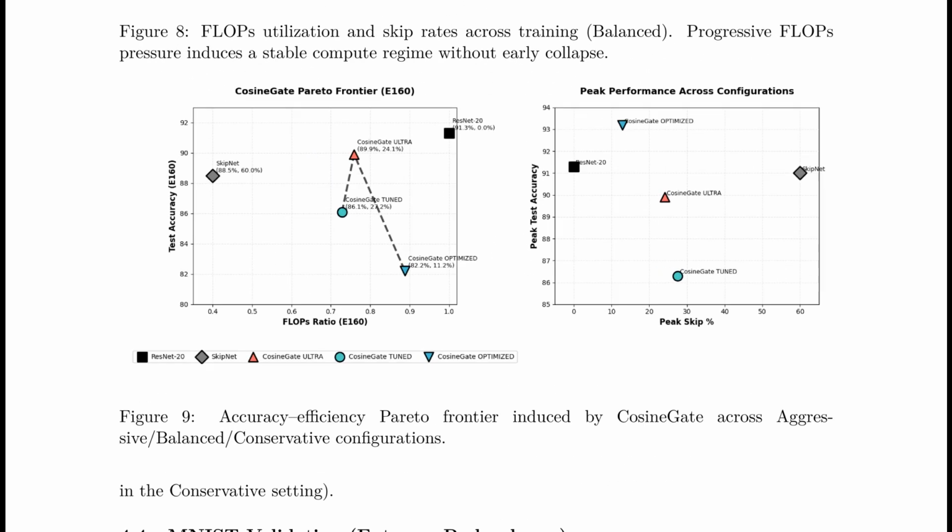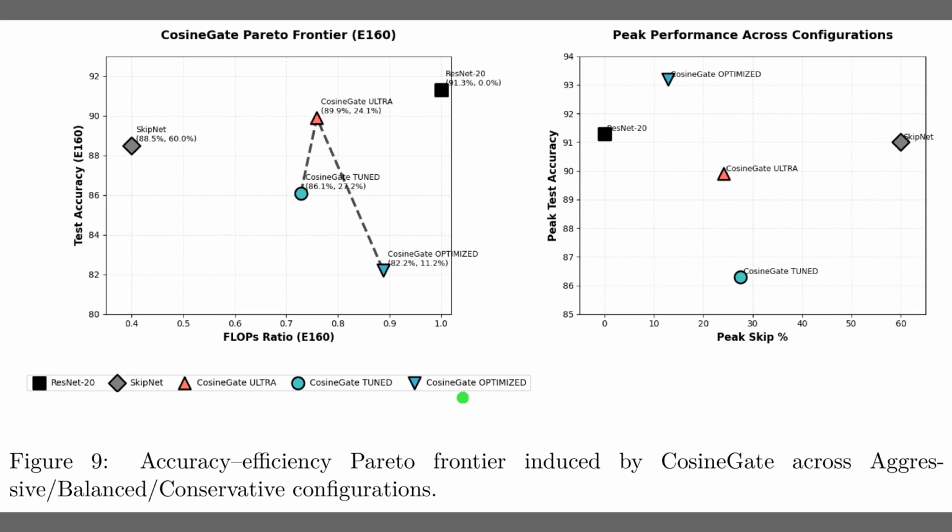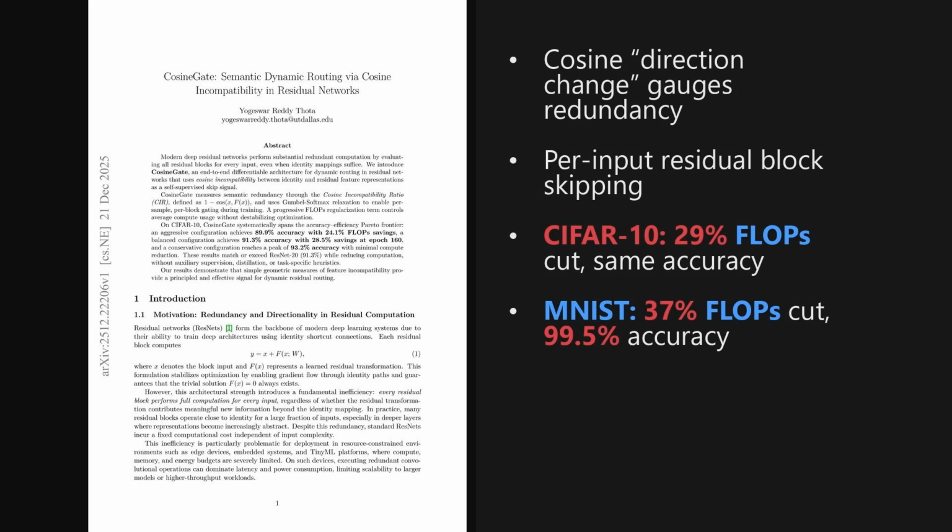Figure 9 shows how CosineGate trades accuracy for computation, so you can pick an operating point instead of always running full ResNet-20. The left panel plots test accuracy against FLOPs ratio at epoch 160, and the key idea is that lower FLOPs ratio means more skipping. ResNet-20 sits at full compute, while CosineGate Ultra and Tuned move left into lower compute with varying accuracy. The right panel reframes that trade-off as peak accuracy versus peak skip percent, which highlights how performance shifts as skipping gets more aggressive.